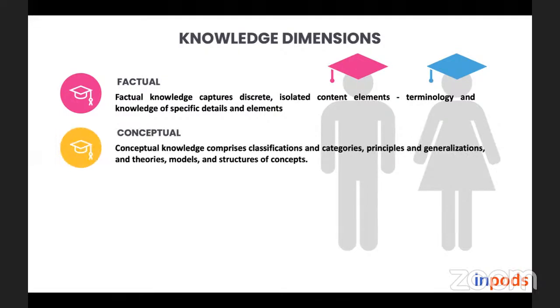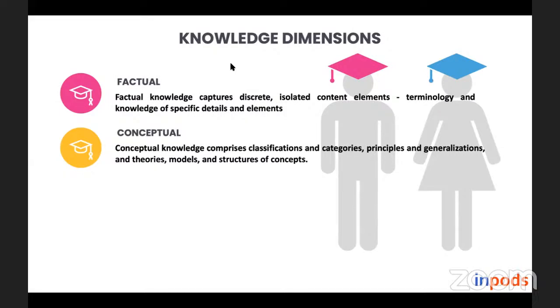So we start recognizing things, but when we start connecting these discrete isolated dots, we start forming the concept, and what comes out is some kind of classification, some categories, principles, generalizations, theories, models, structures of the concepts, right? That picture starts emerging in front of us. The model that I'm going to show you, if you see what this model is, and if you start relating how to avoid misalignment between the instructions, outcomes, and the assessments by using this model, that will form a concept.